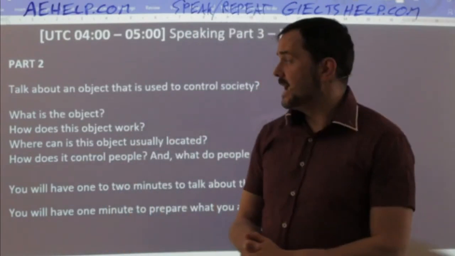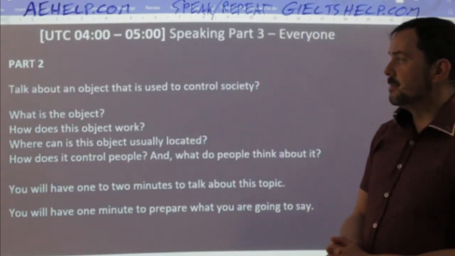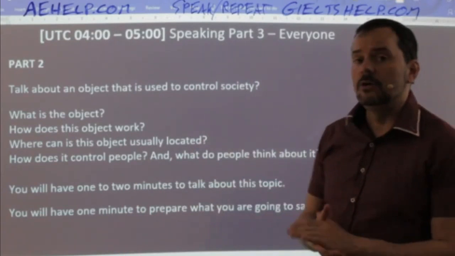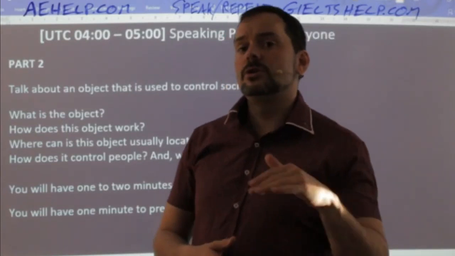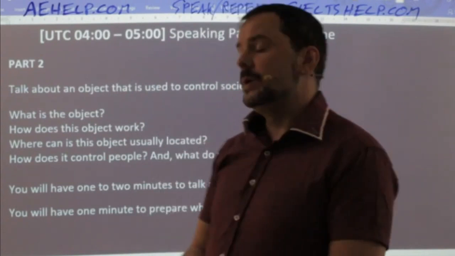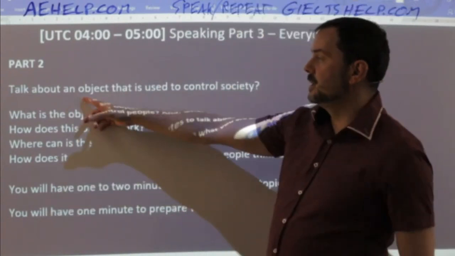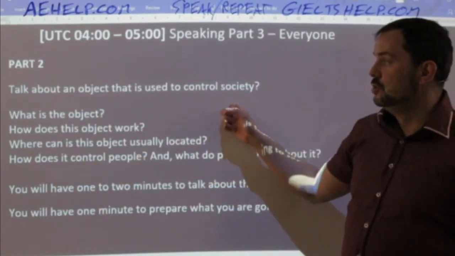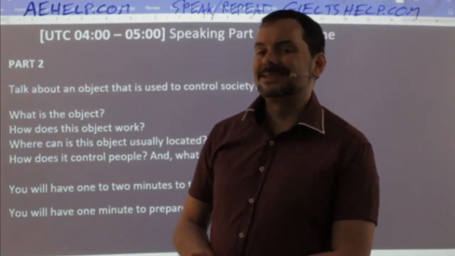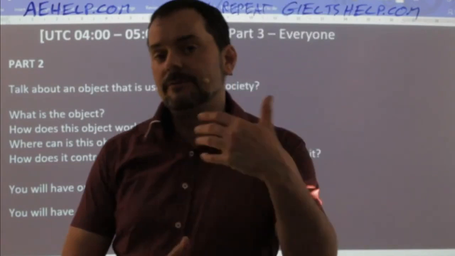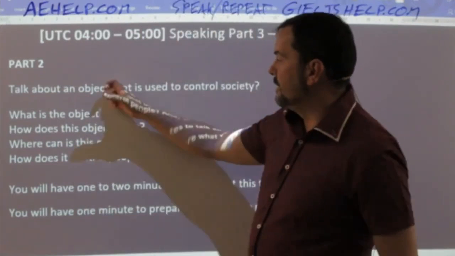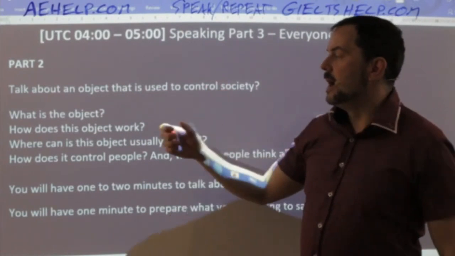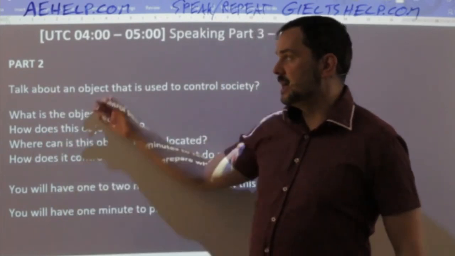The first step in your one-minute preparation time is to look at the question carefully. Now, when the examiner shows you the card, they will say the first part of it. So they'll say, talk about an object that is used to control society. Okay, so they'll voice that for you. Now, don't just skip that part and think, oh, well, they read that for me, so whatever. But actually read through the questions again from the top.